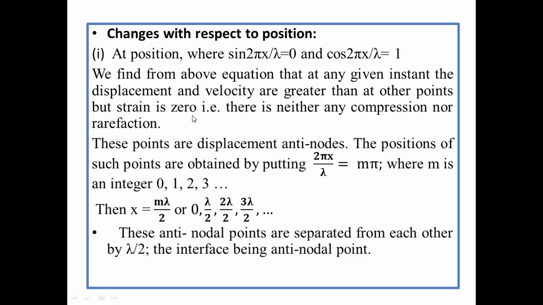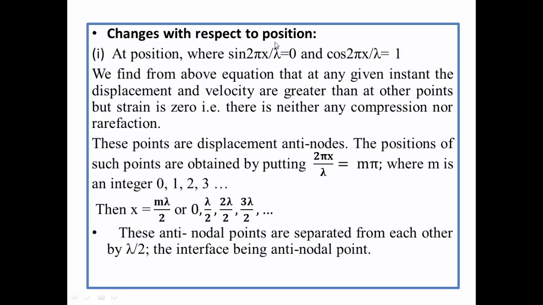And therefore in this case velocity and displacement are maximum or greater than at other points, but strain is 0; there is neither compression nor rarefaction. These points are displacement antinodes. These points are called the antinodes. The positions of such points are obtained by putting 2πx/λ equal to mπ.